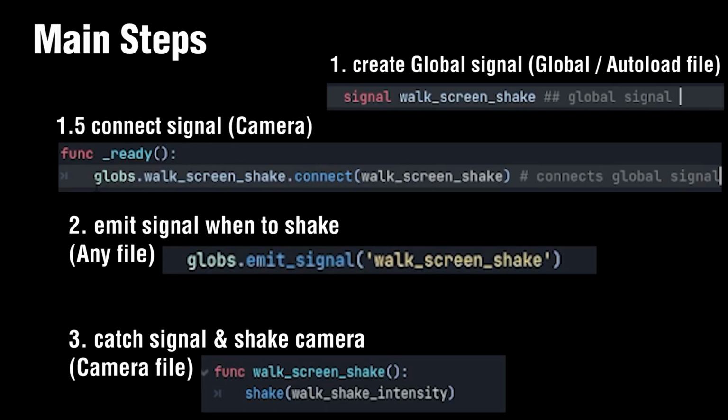But in conclusion, there are three main steps to the screen shake method in Godot. One, create and connect a global signal. This is done in your globals file and connected in the camera file. Two, emit the signal. This is done whenever you want the screen to shake. Just put emit signal, signal name. And three, catch the signal and shake the camera. And this is done in the camera file. The shake is just done by changing the camera's offset over time.